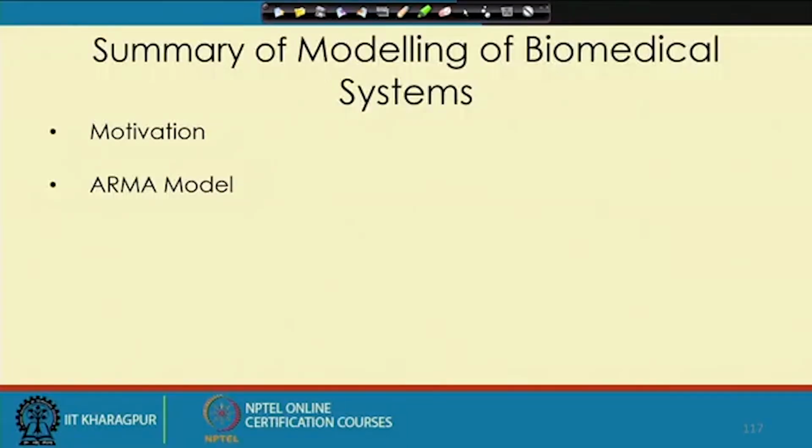So, now we will go for the summary of this session, the modeling of biomedical systems. First we look at the motivation behind it. We have seen a number of examples, starting from the EMG signal. In the case of the EMG signal, say we want to lift a weight, and we are asking the muscles of our hand to exert that force to lift that weight.